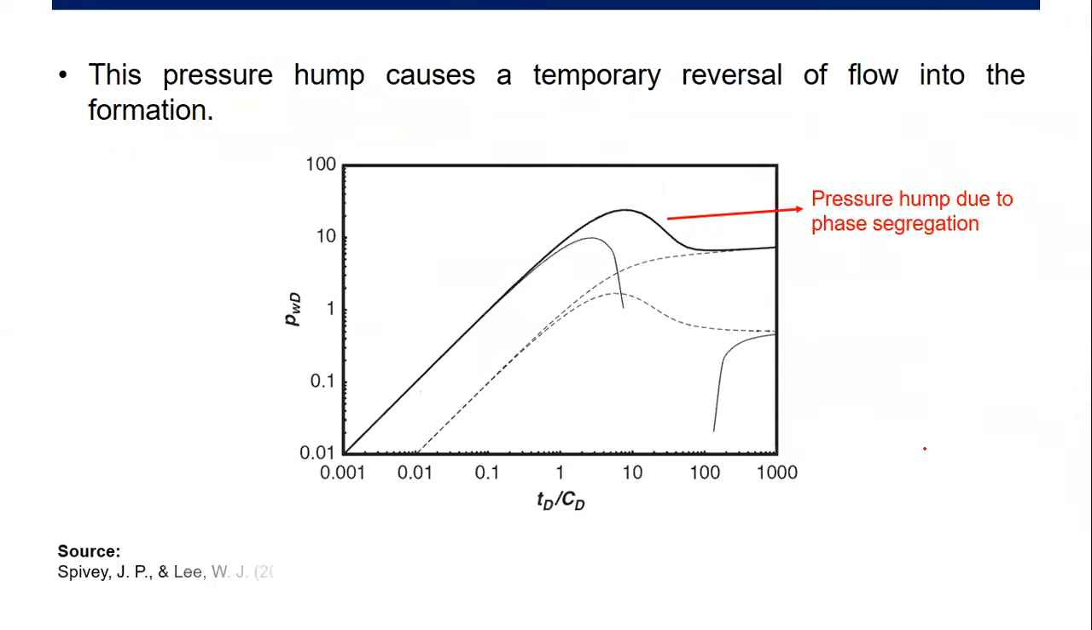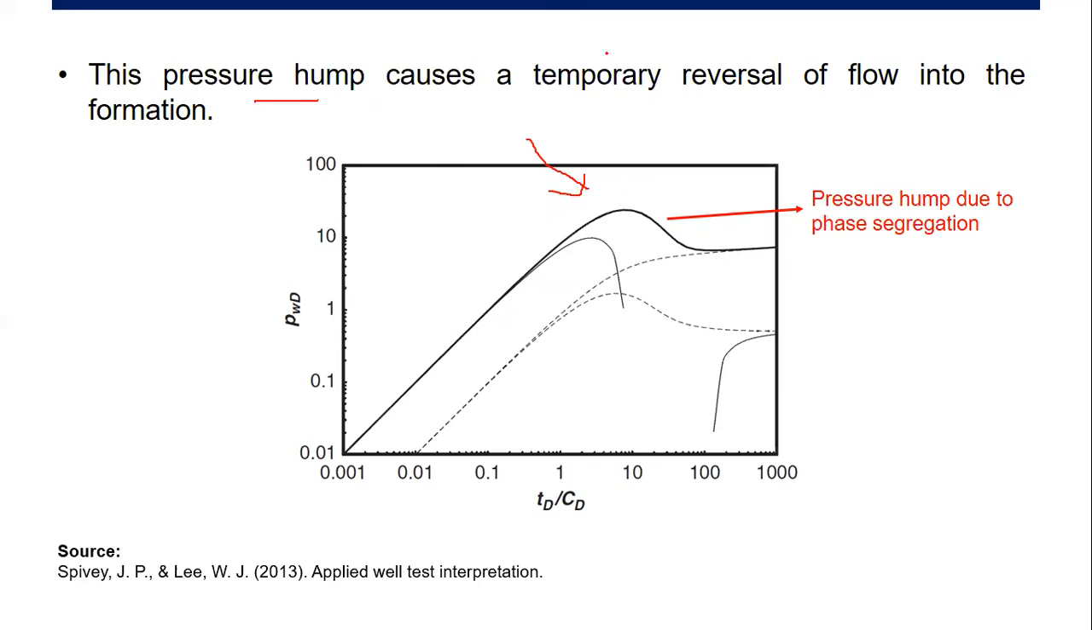And the third one, okay, let's see. There you go. This is the pressure hump. Pressure hump due to phase segregation or phase redistribution, you name it. This pressure hump causes a temporary reversal of flow into the formation. So previously we understood why the pressure increases. It's because of phase redistribution or phase segregation, and we have pressure hump.